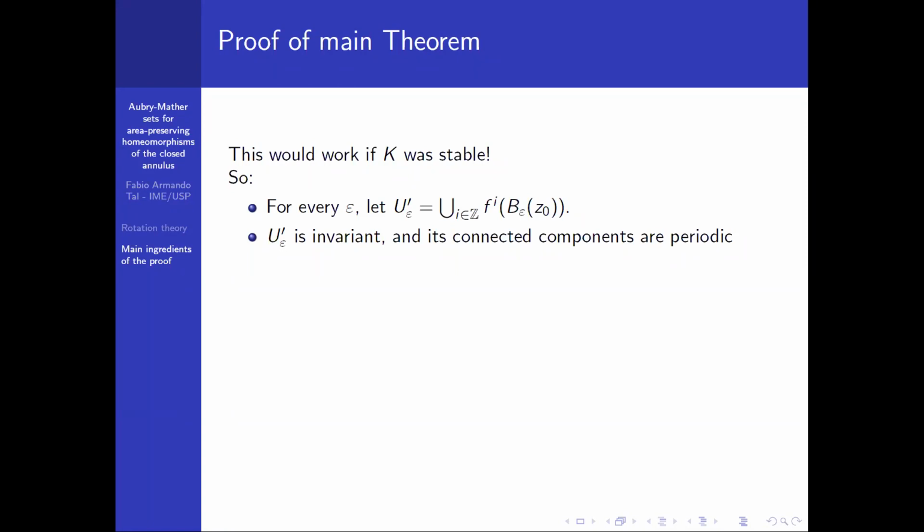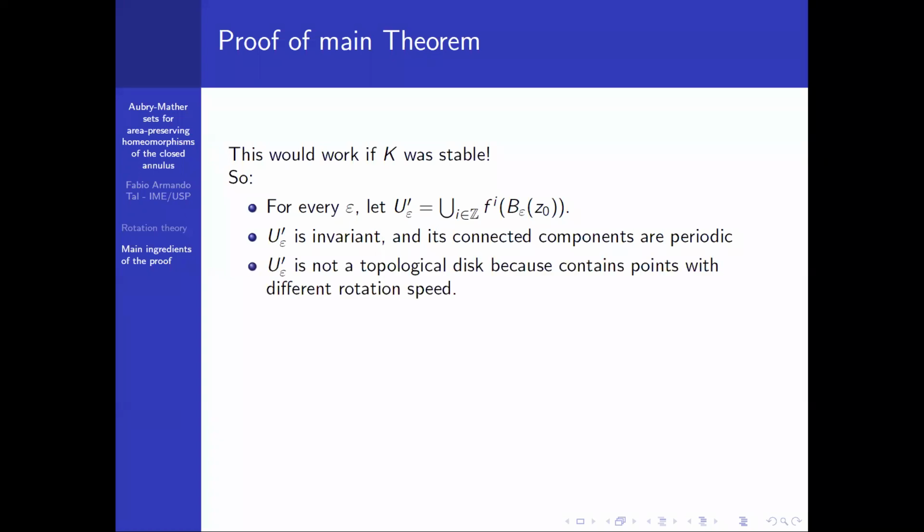Why? Because if you have a periodic topological disk, then every point in this disk needs to have the same rotation number, because this disk is sent to the same disk, up to a translate on the lift. But the point Z0 is accumulated by periodic points with different rotation numbers. So it cannot happen that this U epsilon is a topological disk. It needs to be an essential region, because you have points in this invariant set which have different rotation speed. And this essential region is an annular region. You can complete it to an annular region, the smallest essential annulus containing this U epsilon.